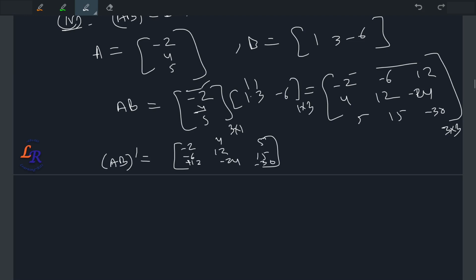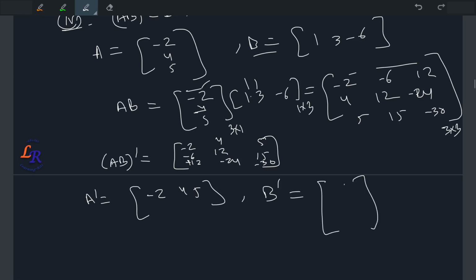Now let's find out individually what A dash is. A dash will become 2 4 5 as a row, and your B dash will become, from here you see, 1 3 minus 6 as a column, right? Now let's find out B dash A dash. It will become 1 3 minus 6, and this will become 2 4 5.